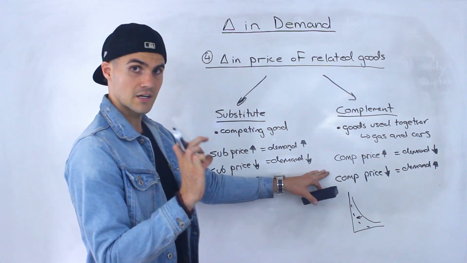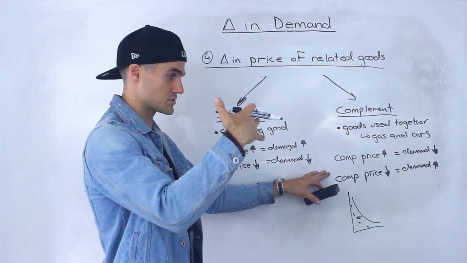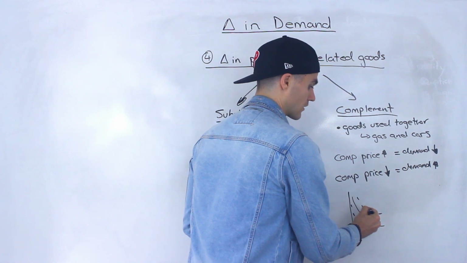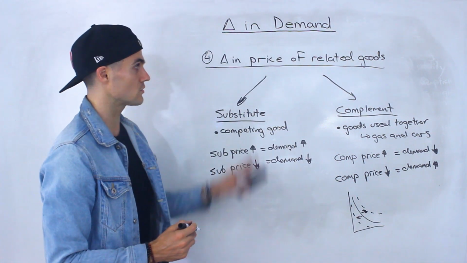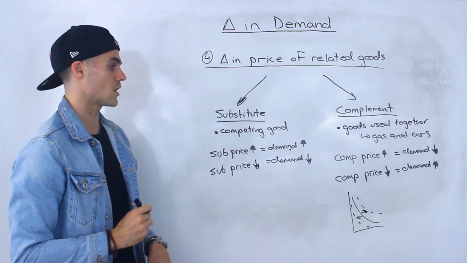Versus if the price of that complementary good goes down, then the demand for your product is going to go up, which is going to shift that curve to the right. So the price of related goods, two different cases: substitute versus complement.